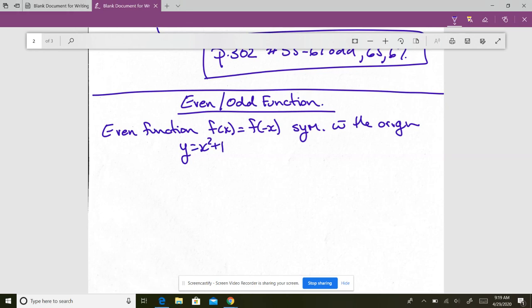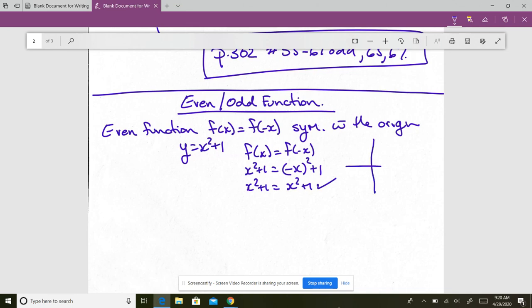Well, if I want to see if it's an even function, I go, does f of x equal f of negative x? So you just write it out. f of x is x squared plus 1. f of negative x is negative x all squared plus 1. Which gives me the same thing, so it is even. And if you see, that is a parabola going up at 1.